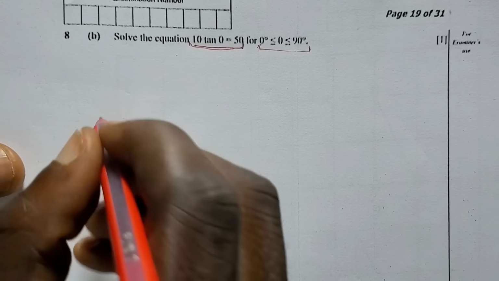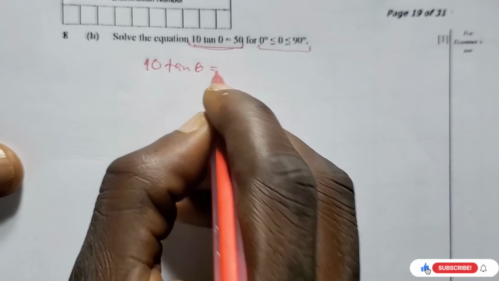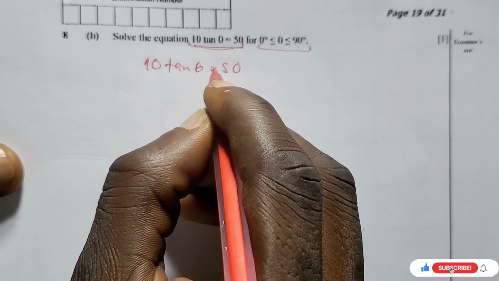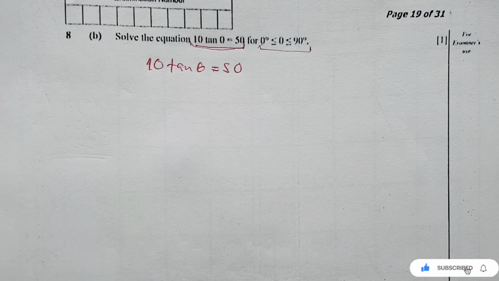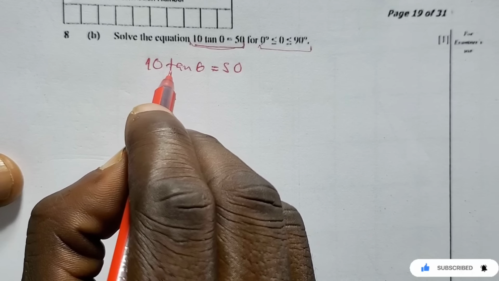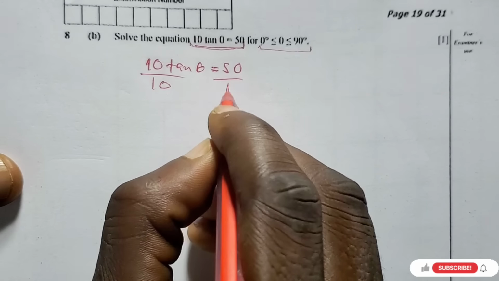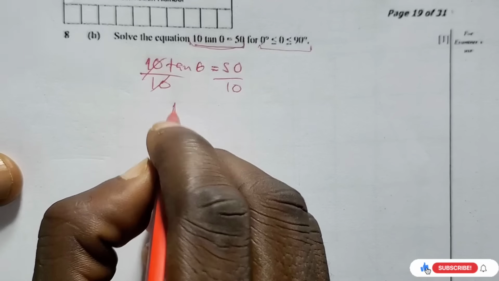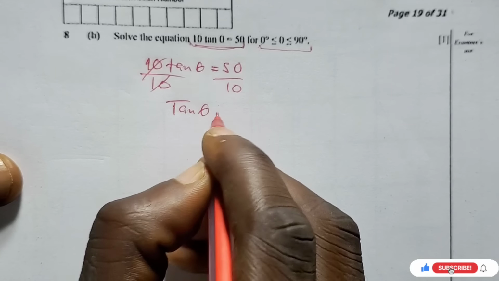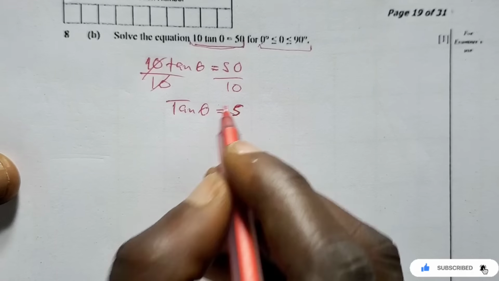So what you do, you're going to get this part. 10 tan theta is equals to 50. Now we're going to divide. We just need to have tan theta here. So we're going to divide by 10 both sides. So we're going to say tan theta is equals to 50 over 10, 5. So we're going to work with this.